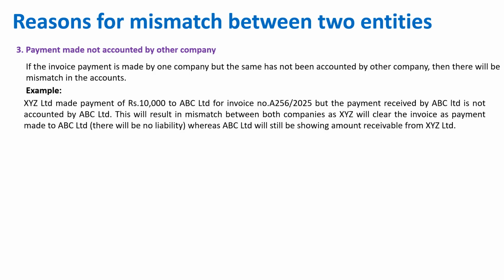This will result in a mismatch between both companies as XYZ Limited will clear the invoice as payment made to ABC Limited. Correct? Because XYZ has released the payment. So he will clear that invoice. He will not show any liability to ABC. Whereas ABC Limited will still be showing the amount receivable from XYZ Limited because ABC has not posted the payment entry.